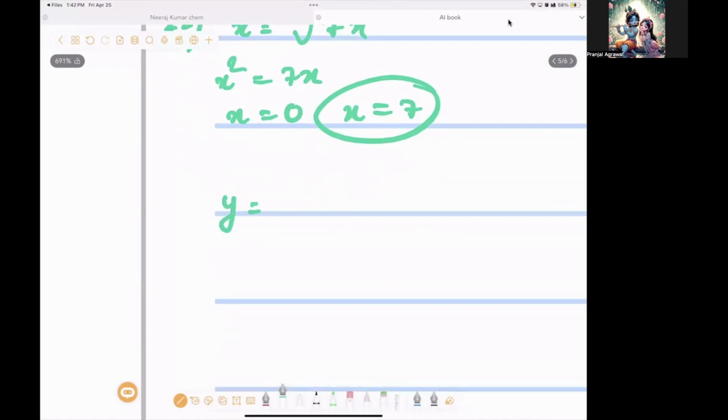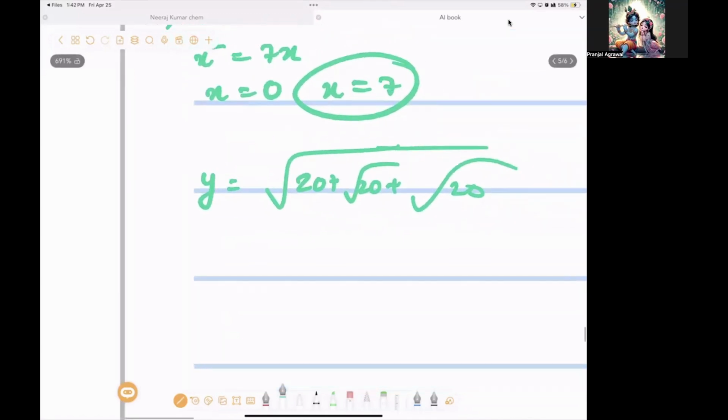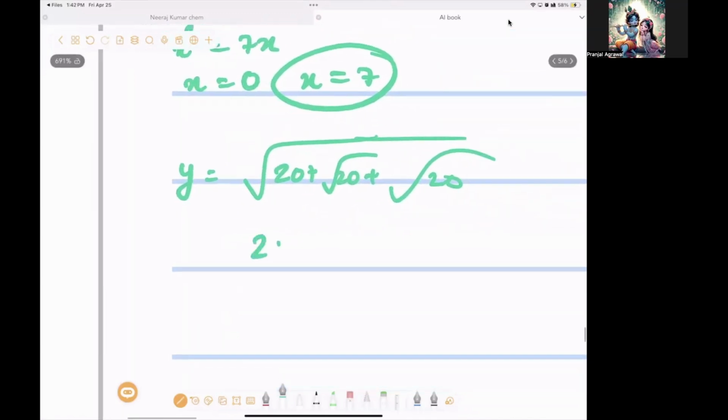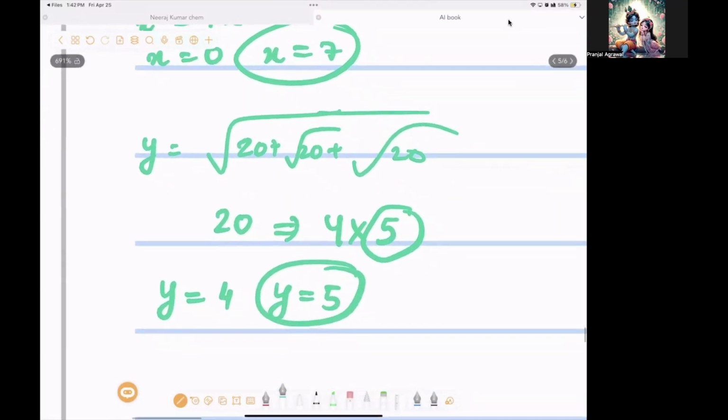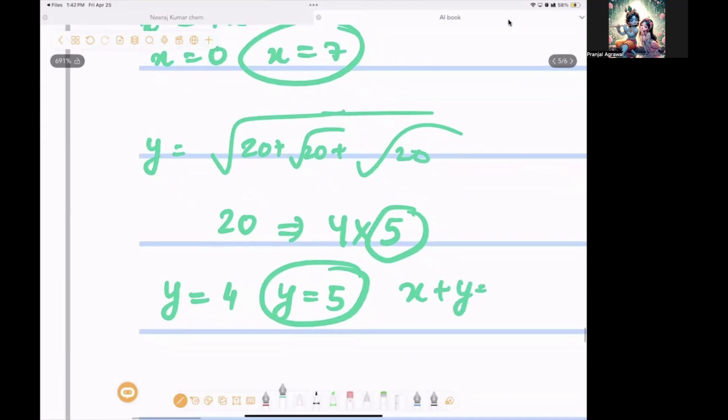Now this y is equal to root 20 plus root 20 plus dot dot. Whenever this is infinitely nested, we take 20 as consecutive factors 4 into 5. And when it is a plus sign, we take 5. So y is equal to 4 or y is equal to 5. But when it is plus, we are going to take y is equal to 5. So what will be the answer? x plus y is equal to 12. x minus y is equal to 7 minus 5, 2.